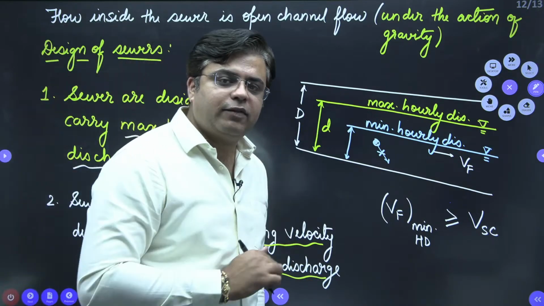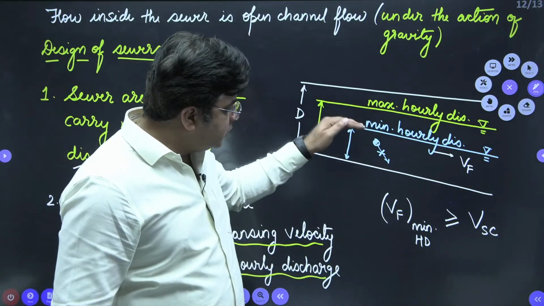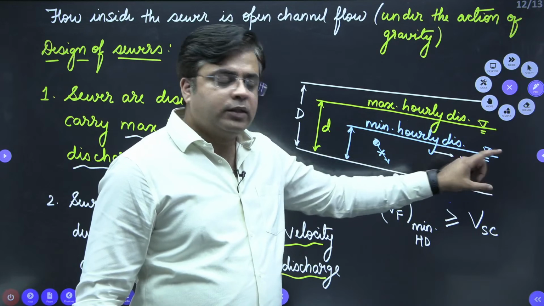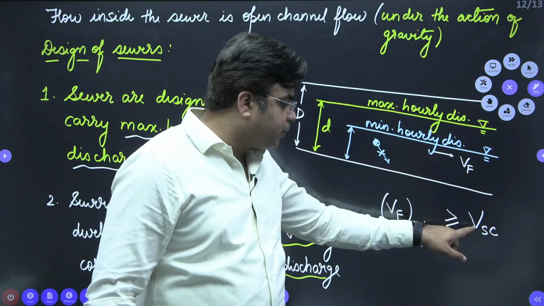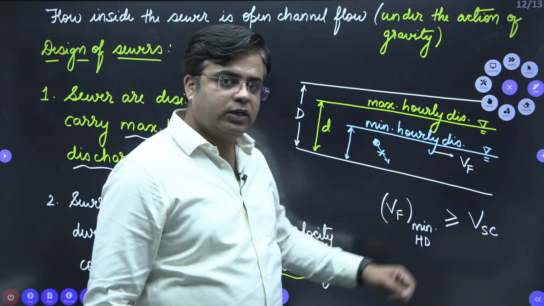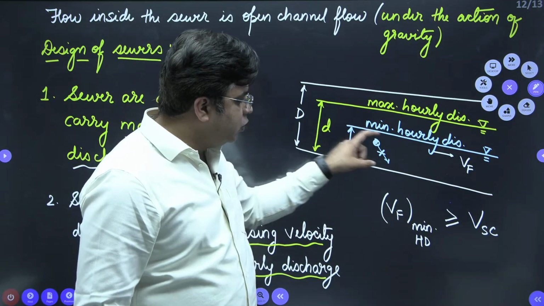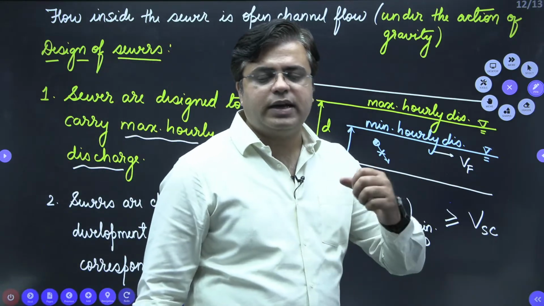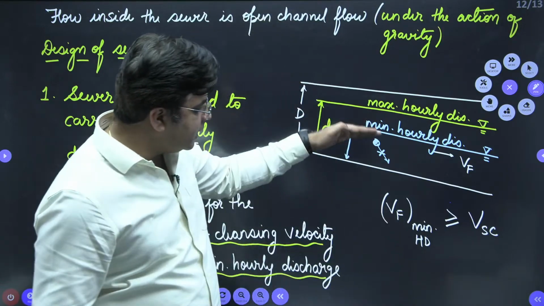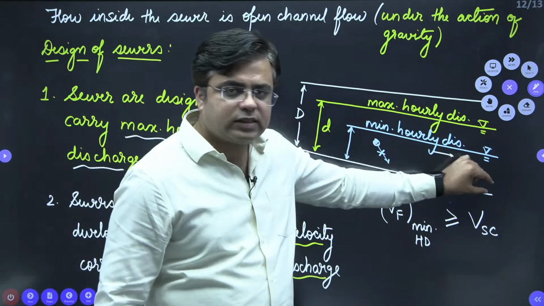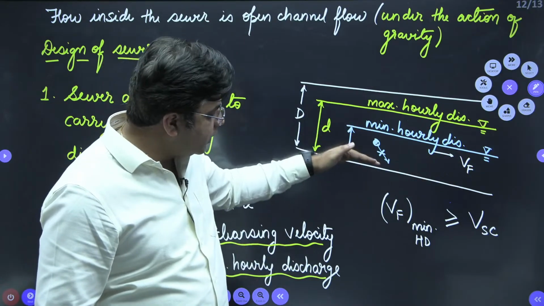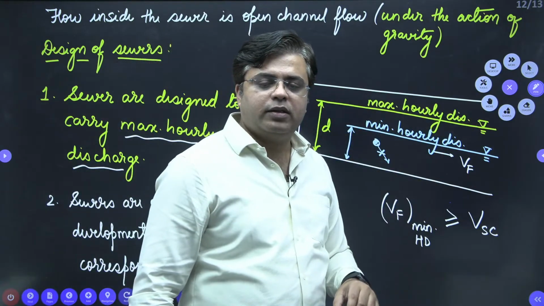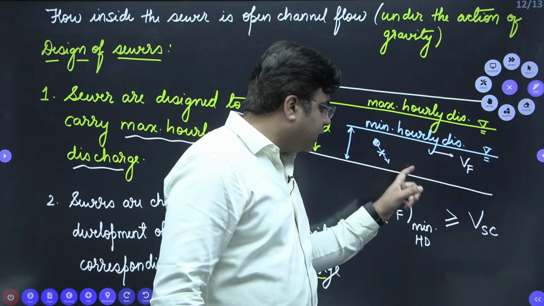Self-cleansing velocity is that velocity that will not allow the solids to settle inside the sewer when this wastewater is flowing inside the sewer. The turbulence corresponding to this self-cleansing velocity is so much that it will not allow these solids to settle inside the sewers, right? So we do not want these solids to settle inside the sewer. Reason is, if these solids settle inside the sewer, it will lead to incrustation in these sewers. Means all these solids will settle at the bottom of the sewer, which reduces the discharge carrying capacity of the sewer. That's why we do not want these solids to settle at the bottom of the sewer.